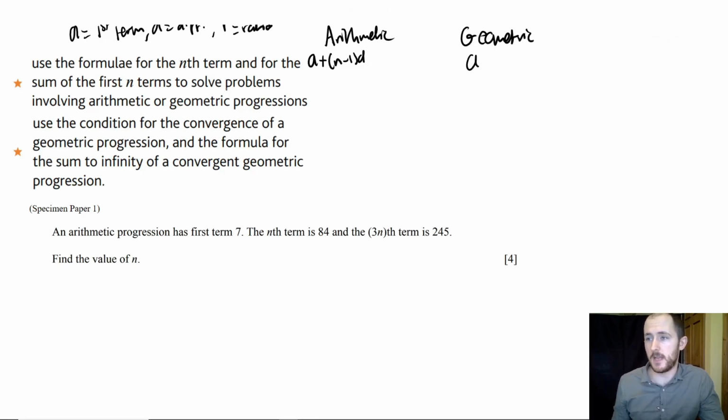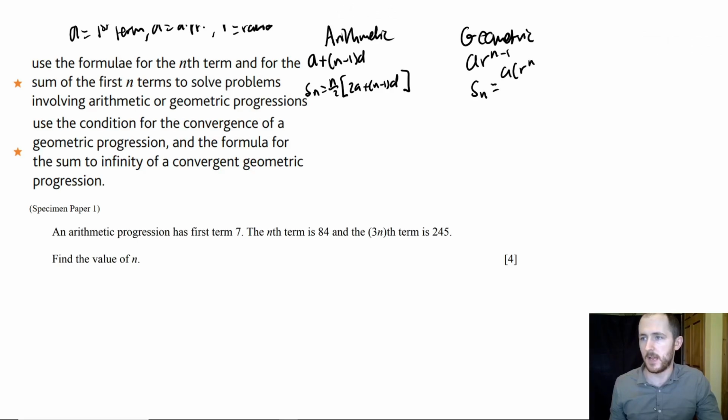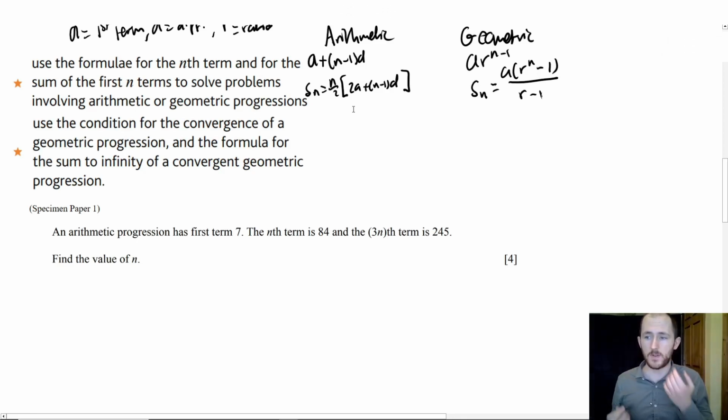For geometric, it's just a r to the n minus 1. So they both have that n minus 1 in them. For the sum, you're going to have for an arithmetic sequence n over 2 times 2a plus n minus 1 d, and for the geometric one, this is going to come up a bit later, but just for you to know now, it's a times r to the n minus 1 over r minus 1. Okay, so you need to be able to use those to solve problems, and honestly, these actually become quite easy because there's a very limited number of things they can ask you, and once you practice them a little bit, you're going to get a lot better at them.